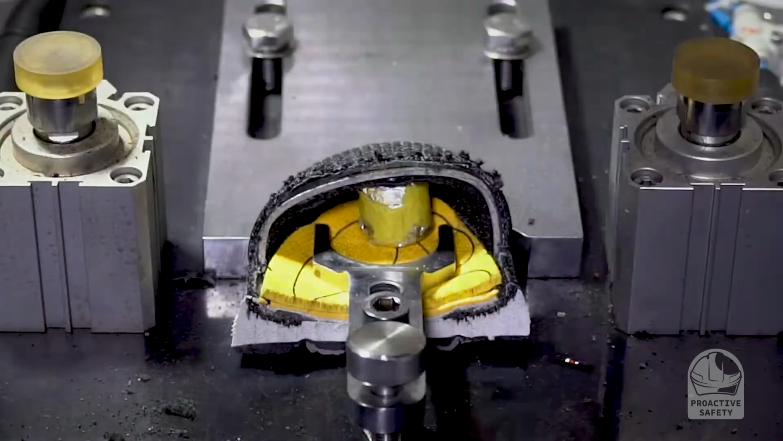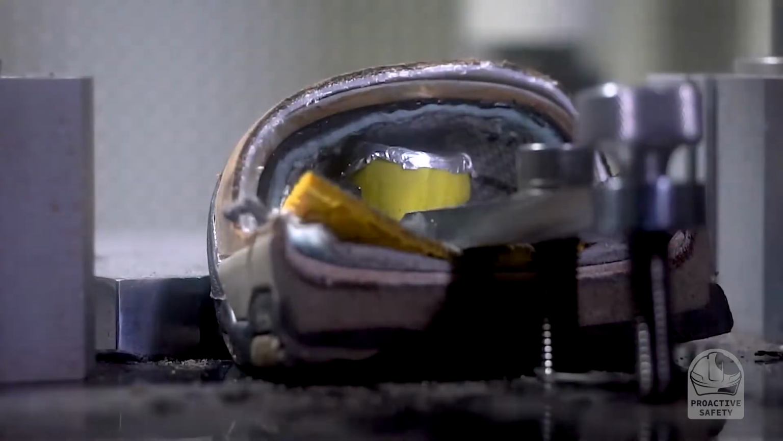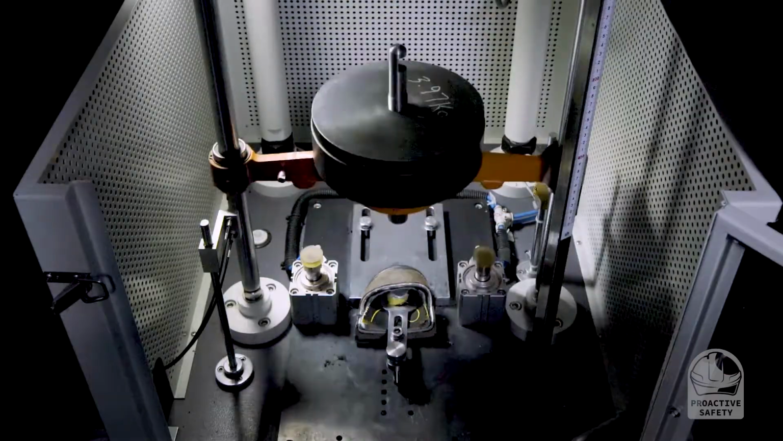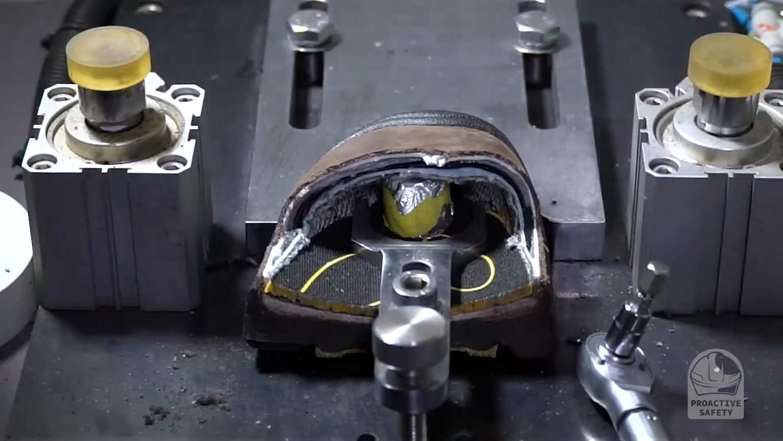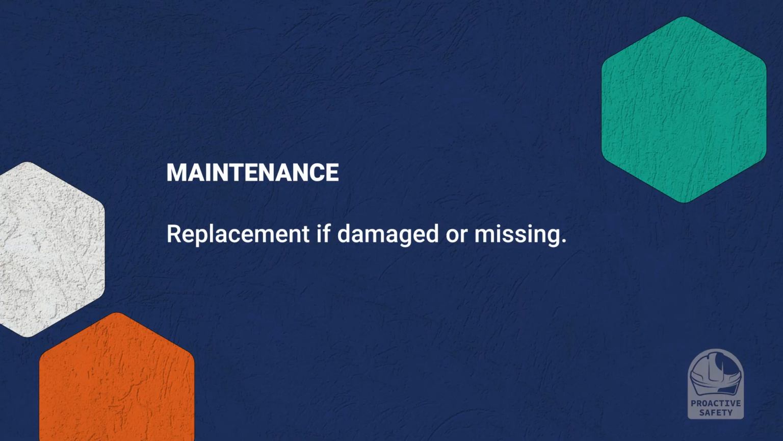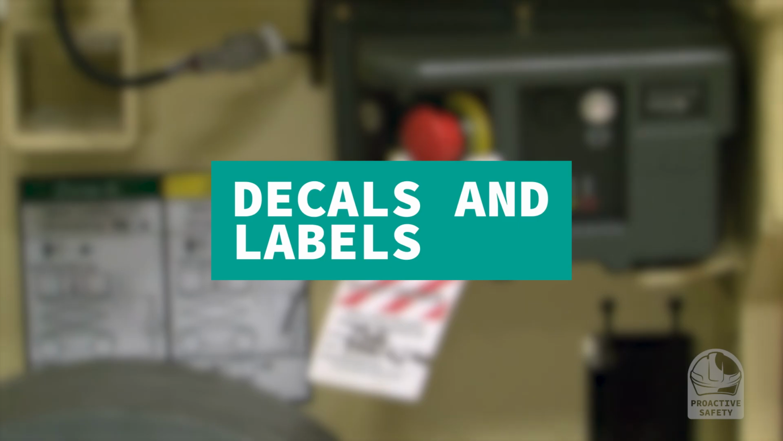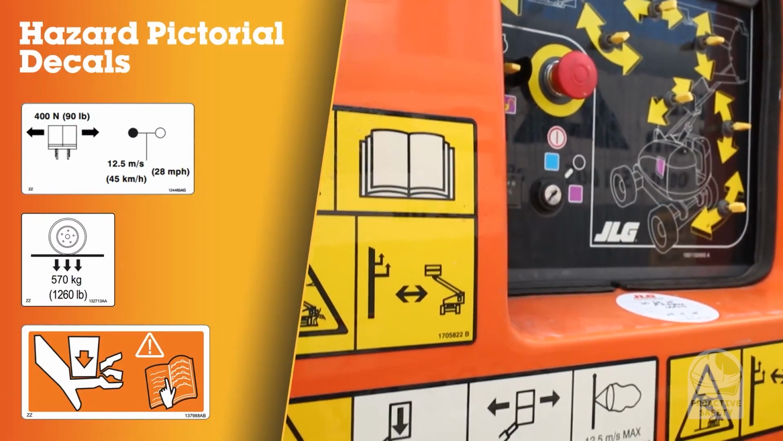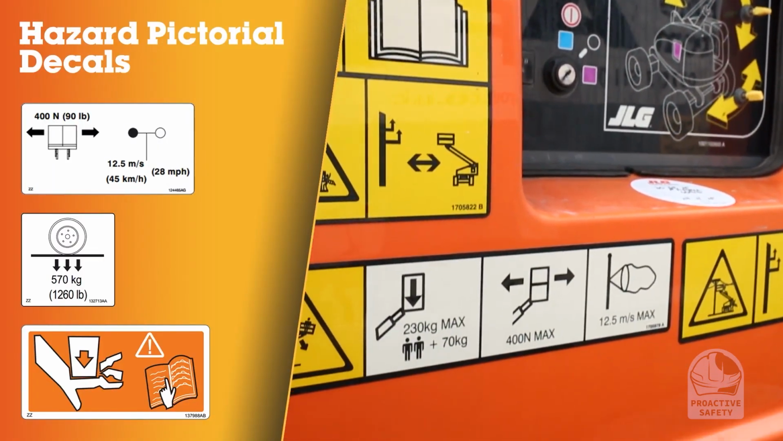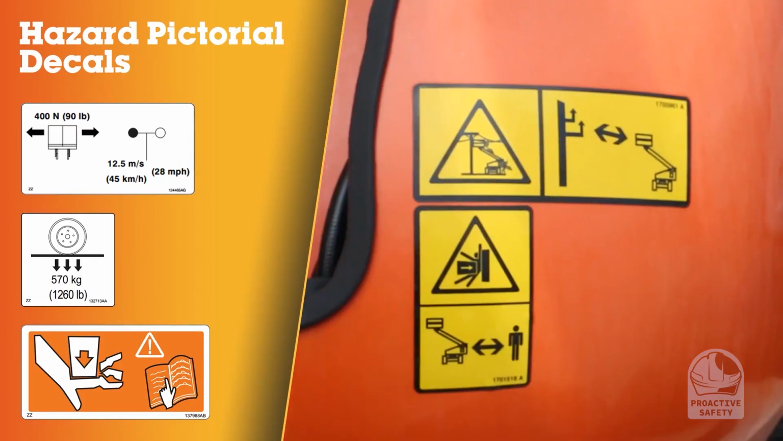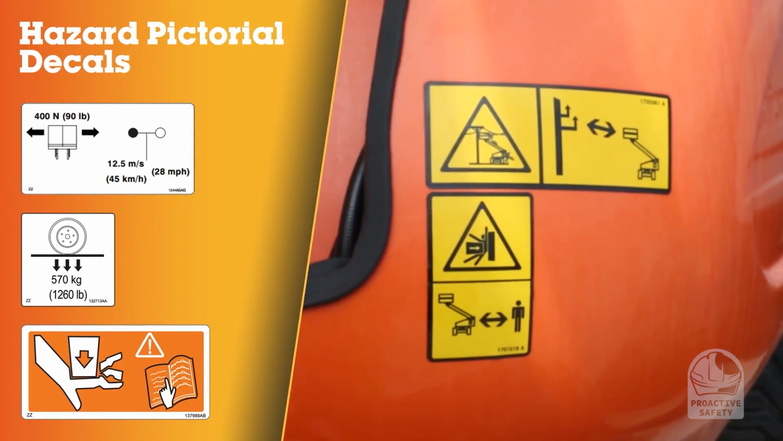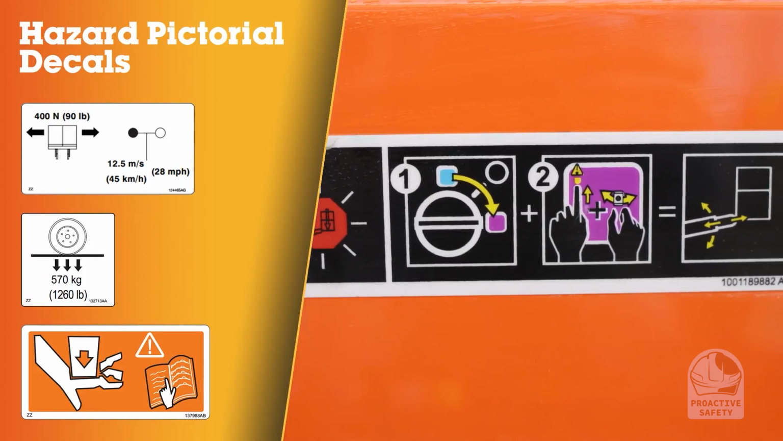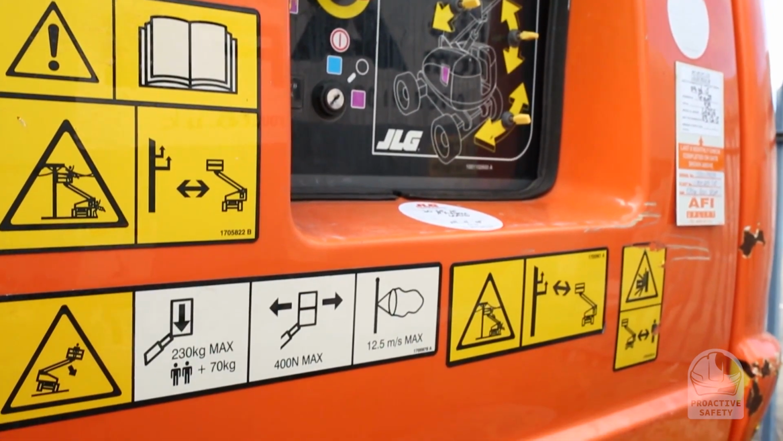Toe guards. Toe guards are safety devices designed to protect operators' toes from possible crushing when lowering and moving the platform. Maintenance. Replace if damaged or missing. Decals and labels. Decals and labels are used to provide important information such as safety warnings, maximum load capacity, and manufacturer details on the equipment. The decals and labels must always be in good condition, and you must be able to clearly read what each one of them tells you.